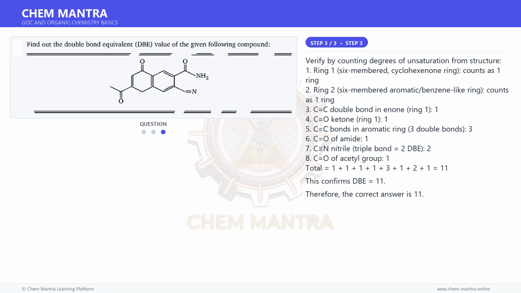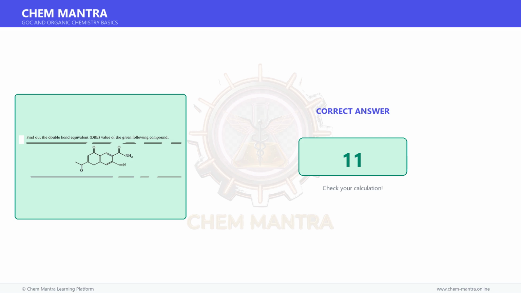7. CN nitrile, triple bond, equals 2 DBE. 8. C=O of the acetyl group, 1. Total equals 1 plus 1 plus 1 plus 1 plus 3 plus 1 plus 2 plus 1 equals 11. This confirms DBE is equal to 11. Therefore, the correct answer is 11.